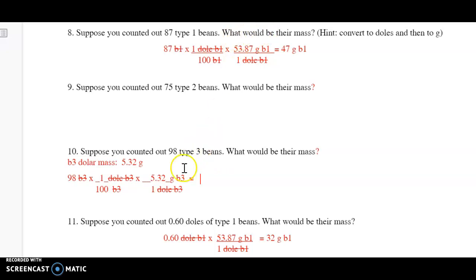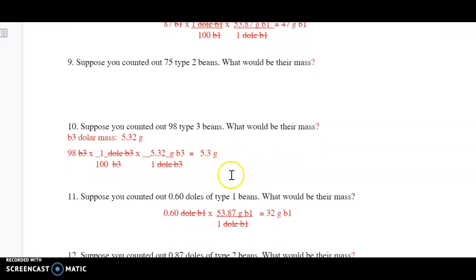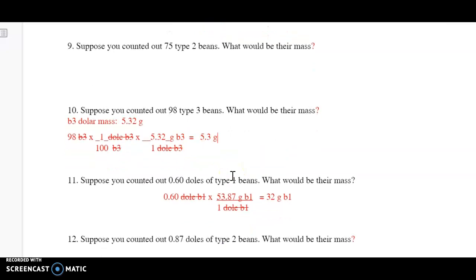All right. Again, I can estimate the answer, and honestly, this is really easy to estimate because 98 over 100 is almost 1. We have almost 1 dole, so it's going to be almost 5.32 grams. So my estimate would be 5.3 grams. On your calculator, you need to, again, figure out exactly what that would be. And you should probably go out to 3 decimals because we got 3 decimals in this number here. All right, but that's just my quick estimate for the answer.